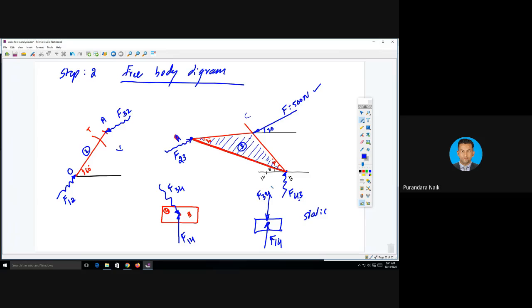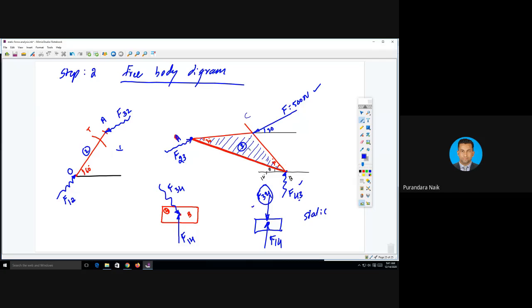F34. What is the direction of F34? It is vertical downward, not a zigzag. We have shown it as a zigzag, but it is actually exactly downward. If F34 is downward, automatically F43 is upward. Correct? So we'll know the direction of F43 as well as F34.